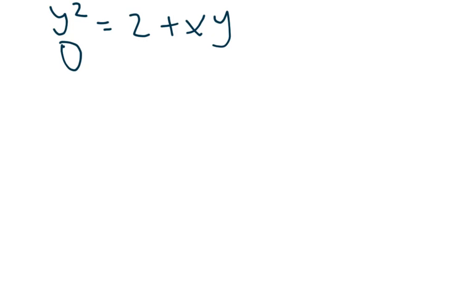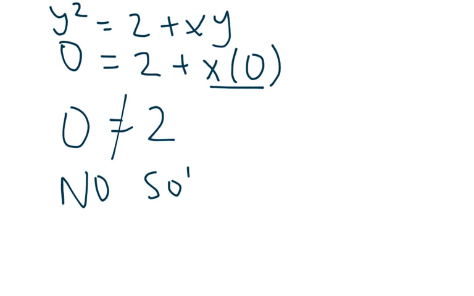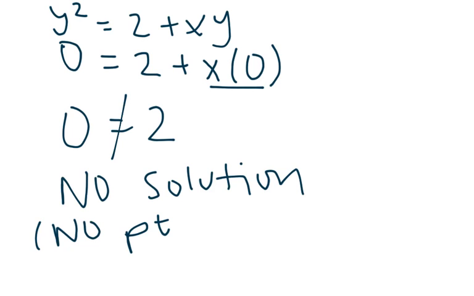So that was the original equation, y squared equals 2 plus xy. So 2 plus x and then 0 for y. So we know that this is going to equal 0. So 0 equals 2, which is not possible. So that means that there is no solution. This just means that there is no point in which the slope is 0.